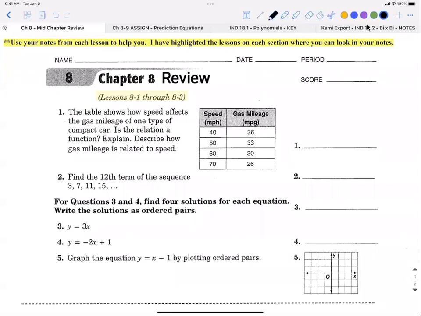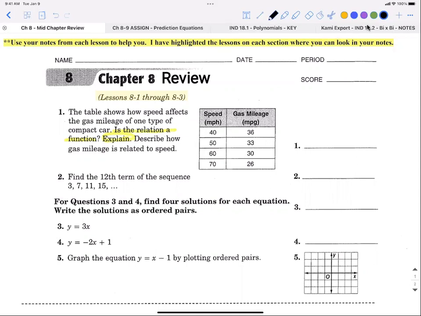Okay. Number 1, this one was a little tricky because we haven't talked about function for a couple of months. So it's in your brain, it's just probably way far back. All right. So it wanted to know first is the relation a function, and then it said explain. That's step 1. This was a 2-step one. How do we tell if something is a function? You guys remember? No cheating.